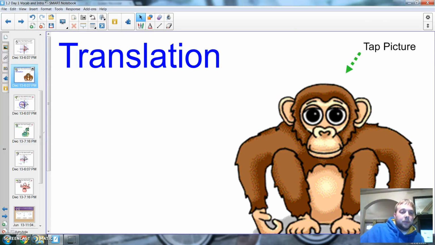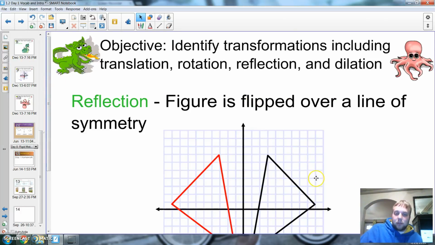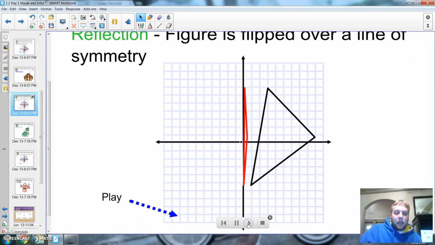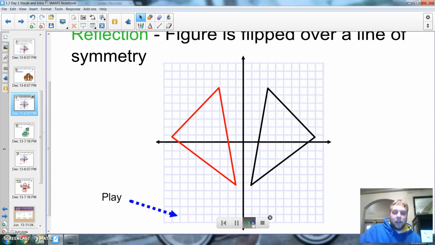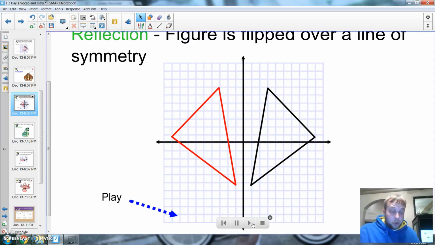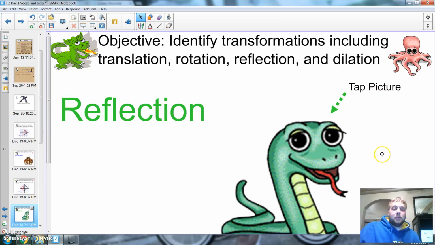Okay, next. I got reflection. Reflection on that guy. And watch this one more time. One more example about reflection. Check it out. See that? It's being reflected about the y-axis, actually. Can it be reflected on the x-axis? Sure it can. All right, let's check out the snake. See it being reflected.